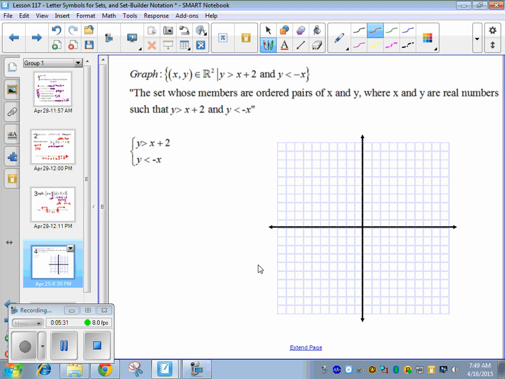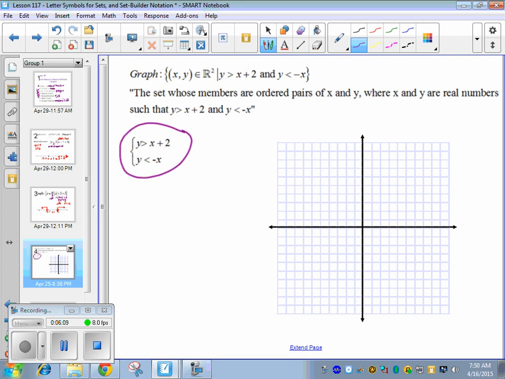All right. So this time we've got the brackets. (x, y) is an element of the real numbers squared here, such that, and they give us the two functions. So this is how we saw it before, written like this. So the way we read it is the set whose members are ordered pairs of x and y, where x and y are real numbers, such that y is greater than x plus 2 and y is less than negative x. So this is exactly what you did before, right? We're still shading. We would graph the lines.